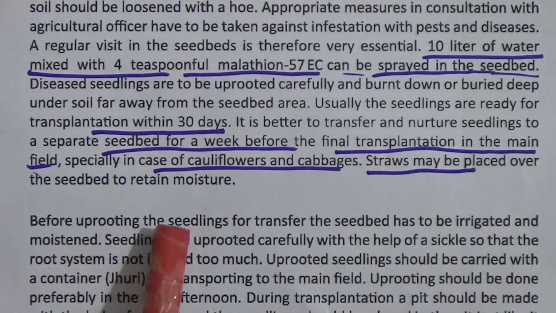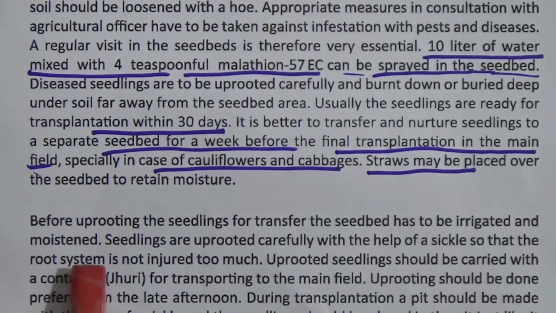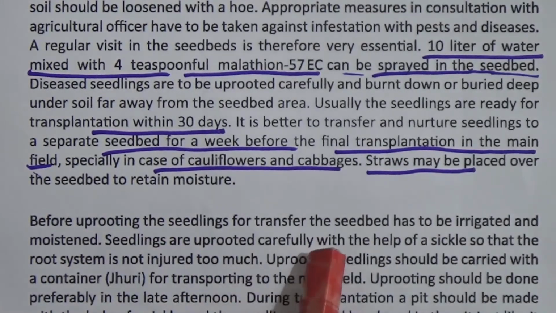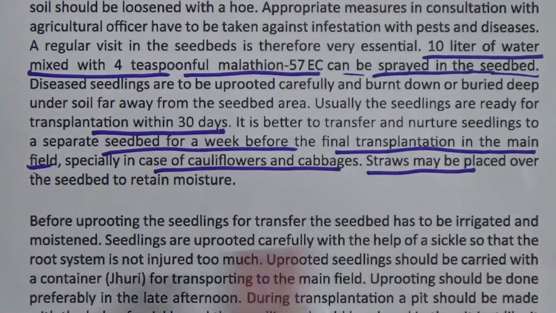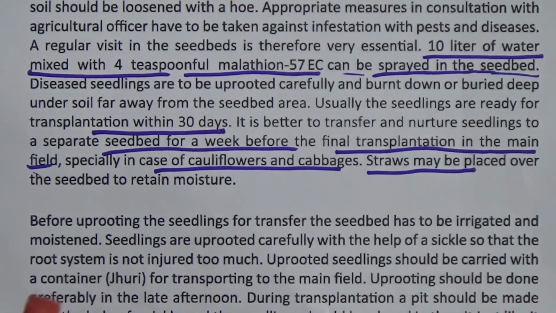Before uprooting the seedlings for transfer, the seedbed has to be irrigated and moistened. Seedlings are uprooted carefully with the help of a sickle so that the root system is not injured too much. Uprooted seedlings should be carried in a container for transporting to the main field. Uprooting should be done preferably in the late afternoon. During transplantation, a pit should be made with the help of a sickle and the seedlings should be placed in the pit just as they were in the seedbed.